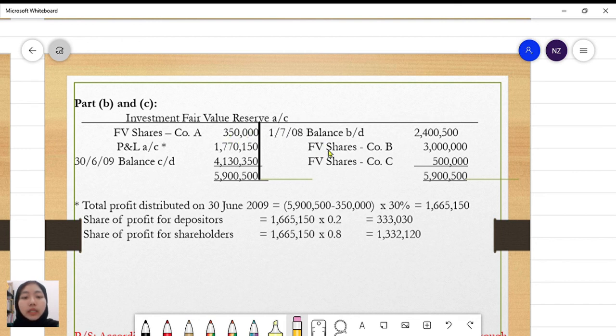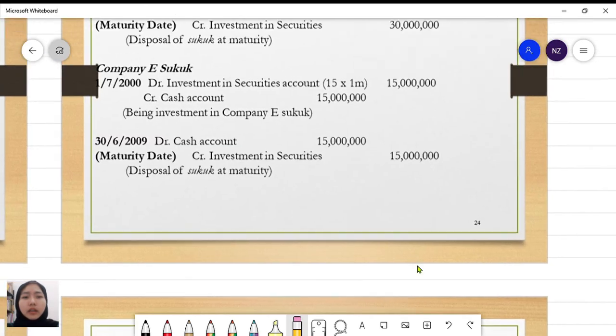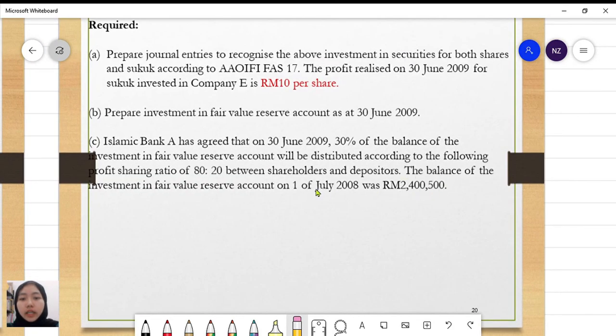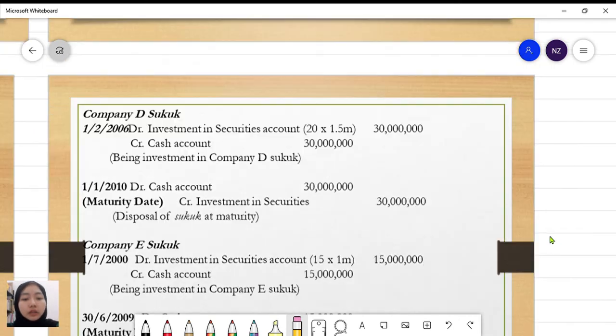And untuk B ni tadi kita dapat gain 3 million. So kita creditkan dia. And make sure don't forget to put the balance BD of reserve account. Dia ada bagi balance, opening balance of reserve account 2,400,500 ni dekat dalam soalan di sini. See? Dia bagi investment in fair value reserve account on 1st of July 2008 was 2,400,500,000.